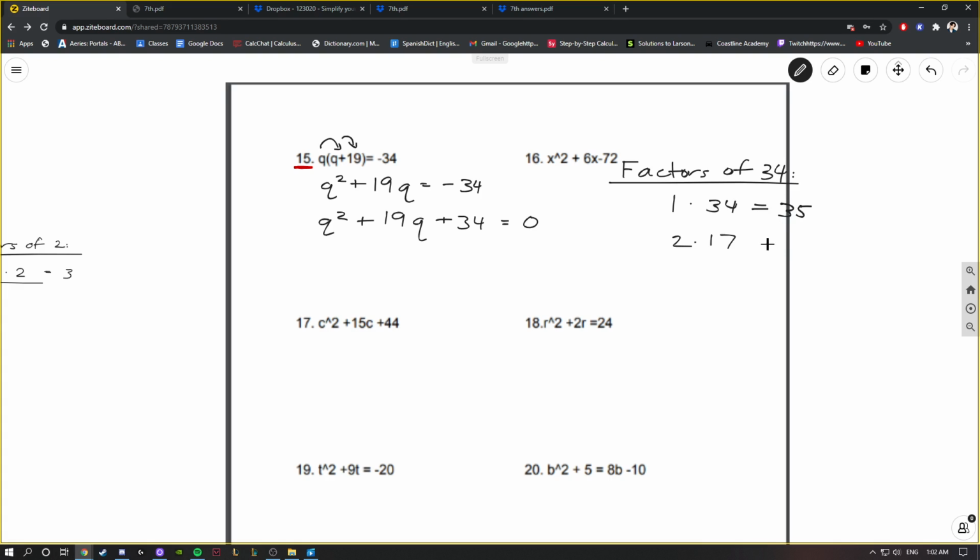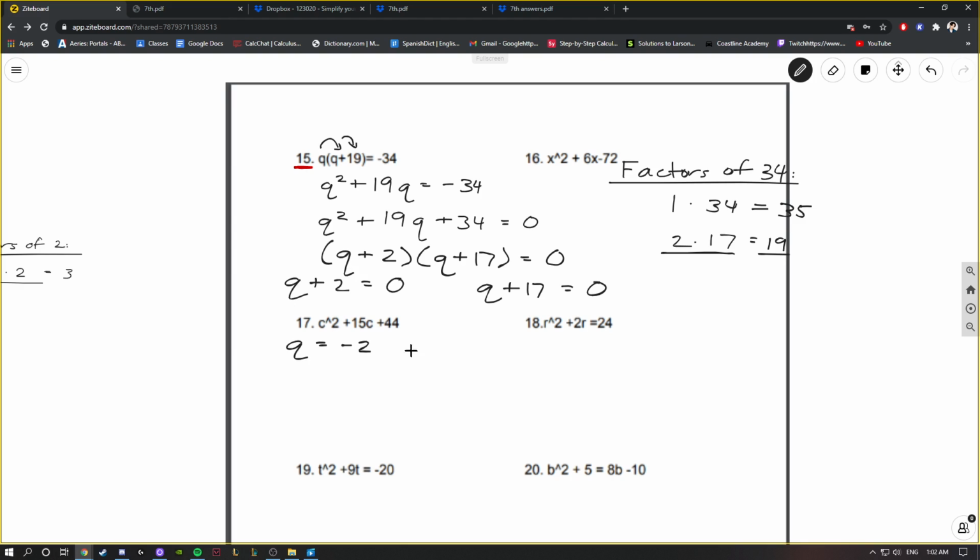Regardless, if we add these up, we get 35 and 19, and we're looking for 19 in the middle, so our factors are 2 and 17. So q plus 2 and q plus 17 is our factored form. Set that equal to 0. Now we set both of our factors equal to 0. q plus 2 is equal to 0, and q plus 17 is equal to 0. And when all's said and done, we get q equals negative 2 and q equals negative 17. And those are our solutions.